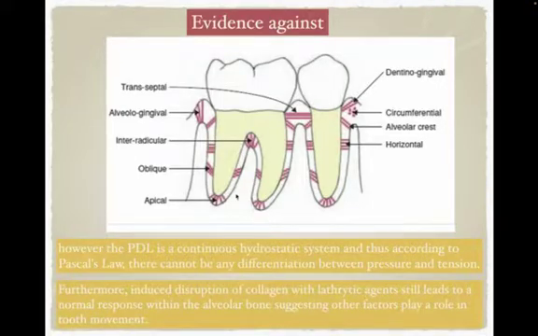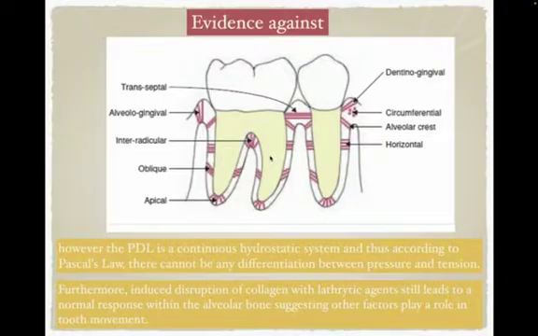The other thing is the disruption of the collagen fibers, because we said that on the tension side there will be stretching of the periodontal ligament, mainly the collagen fibers, and that will result in bone deposition.